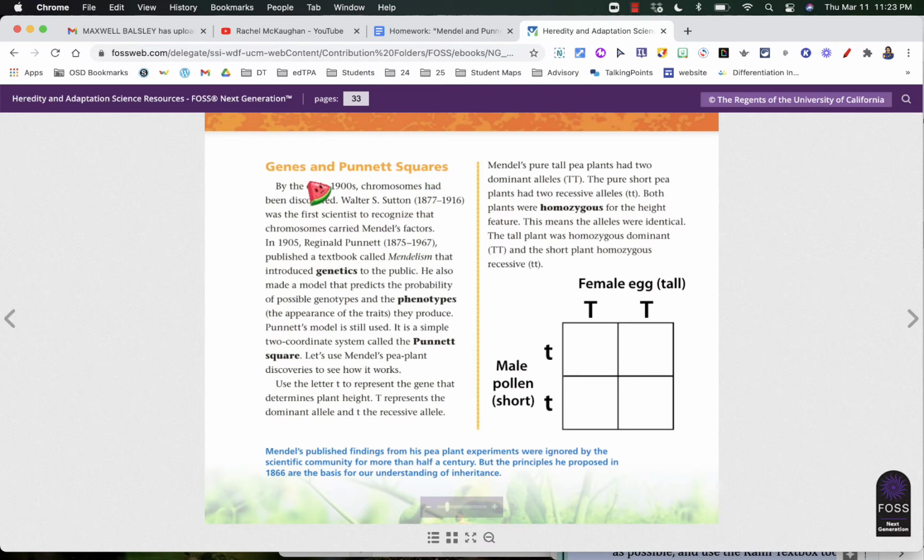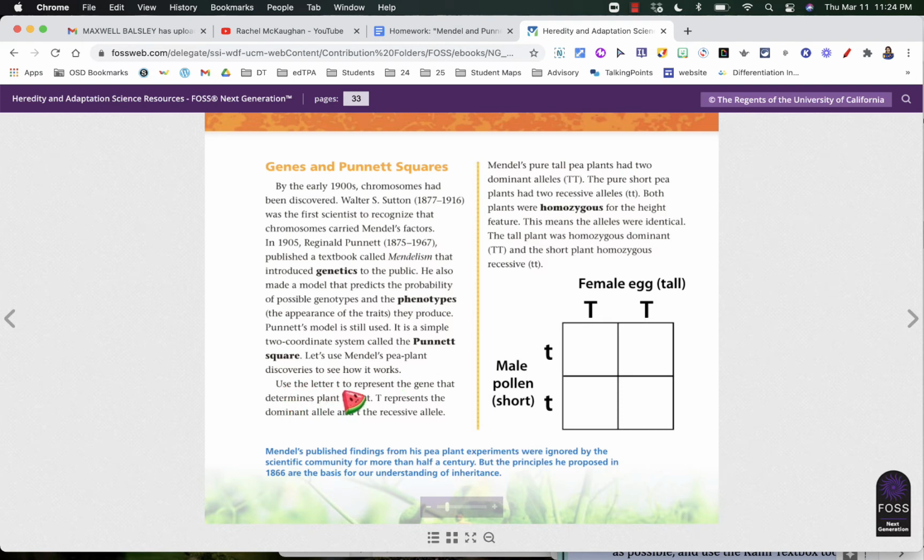Genes and Punnett squares. By the early 1900s, chromosomes had been discovered. Walter S. Sutton, 1877 to 1916, was the first scientist to recognize that chromosomes carried Mendel's factors. In 1905, Reginald Punnett, 1875 to 1967, published a textbook called Mendelism that introduced genetics to the public. It's nice to give people credit for the work they do. He also made a model that predicts the probability of possible genotypes and the phenotypes, the appearance of the traits they produce. Punnett's model is still used. It is a simple 2-coordinate system called the Punnett square. Let's use Mendel's pea plant discoveries to see how it works.